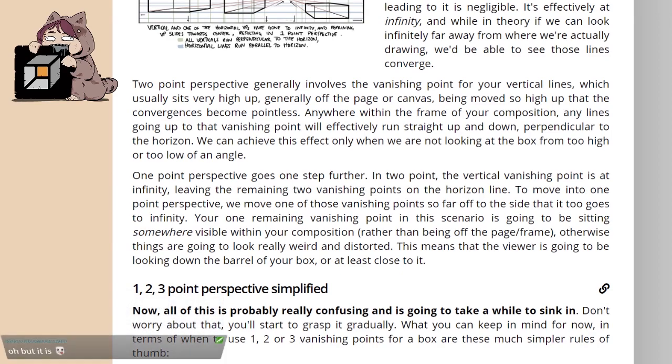1-point perspective goes one step further. In 2-point, the vertical vanishing point is at infinity, leaving the remaining 2 vanishing points on the horizon line. To move into 1-point perspective, we move one of those vanishing points so far off the side that it too goes to infinity. Your one remaining vanishing point in this scenario is going to be sitting somewhere visible within your composition, rather than being off the page or frame. Otherwise, things are going to look really weird and distorted. This means that the viewer is going to be looking down the barrel of your box, or at least close to it.